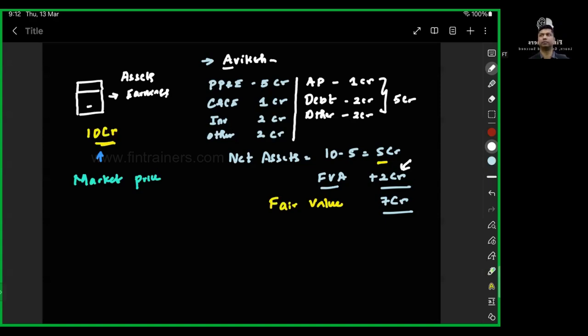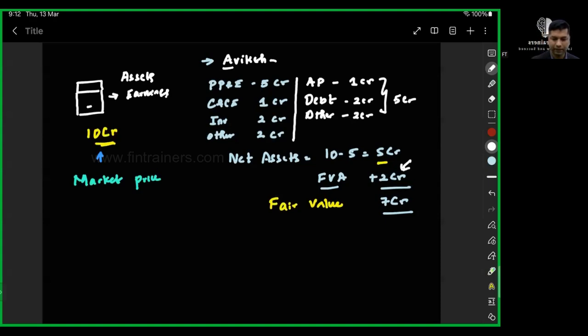But that is when you purchased it, maybe in 2010, right? So then you call an appraiser now and you say, what is the current price? He or she will do an appraisal and say, okay, it is actually 7 crores right now in the market, which means you have to increase the assets by 2 crores. That is called a fair value adjustment, right?